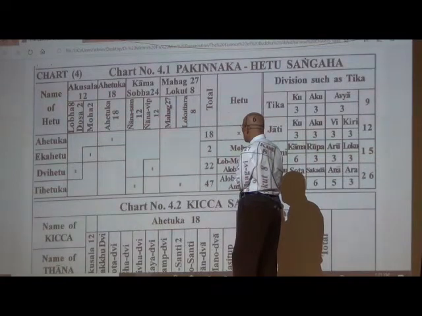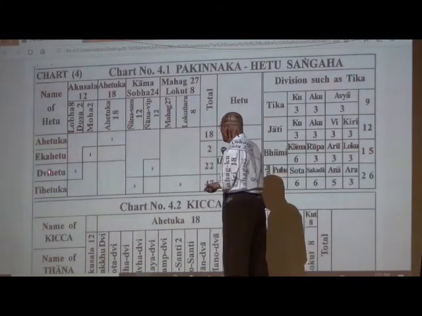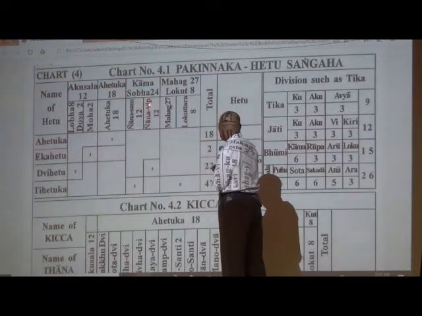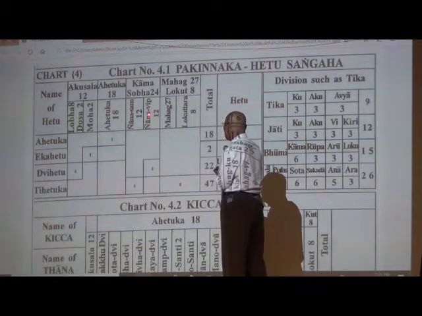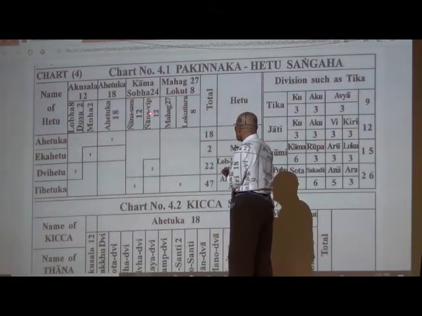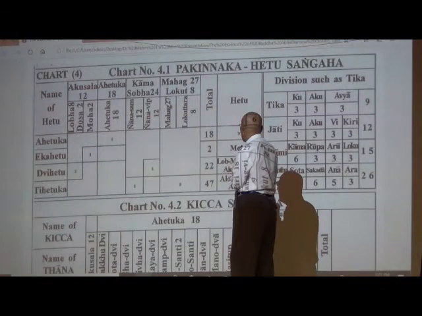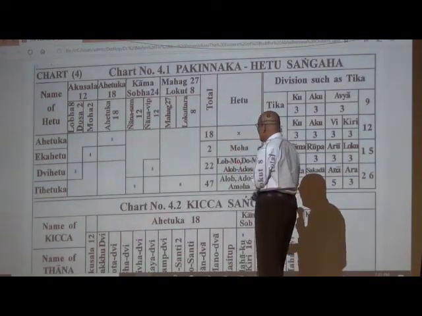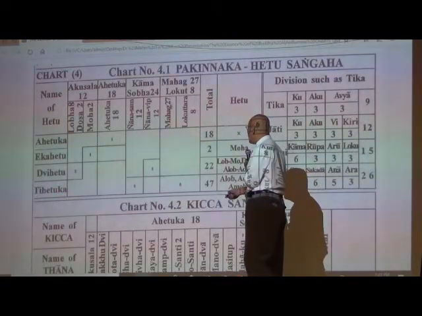And then we have the dvihetuka. Among them, we have the kama sobana, the 12 kama sobana jnana vibhuta. If you don't have the wisdom, you have only two roots, that is alobha and adosa. Only two roots. And we have tihetuka, the three-rooted person.